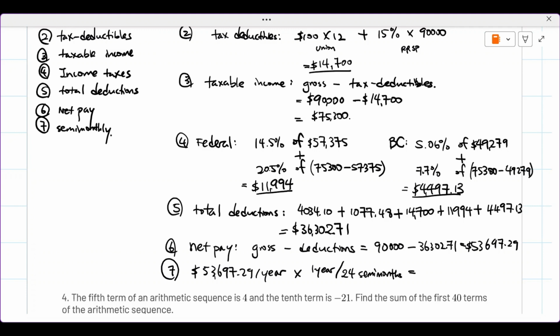53697.29 divided by 24, and that's a total of $2237.39 per semi-month. So that means that Gannon, after all these deductions, takes home $2,237.39 per paycheck. Now he can use this value to set up his budget and pay for rent, pay for food, pay for insurance, and all that kind of thing.